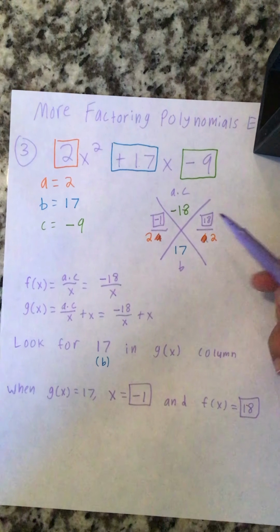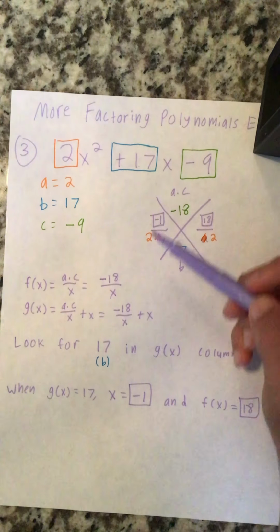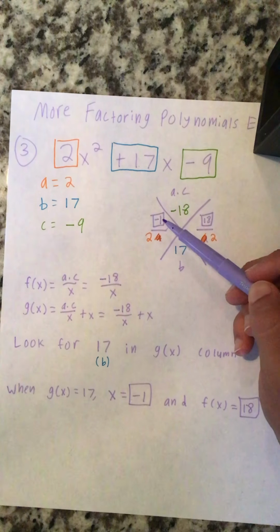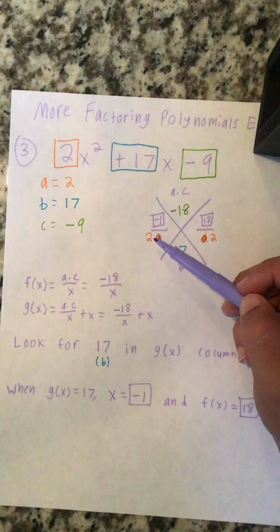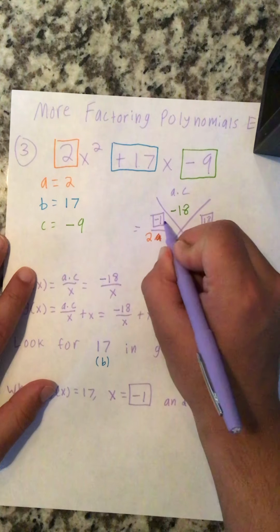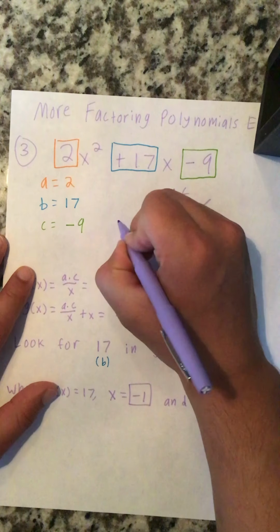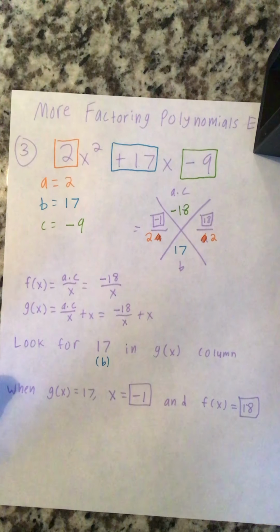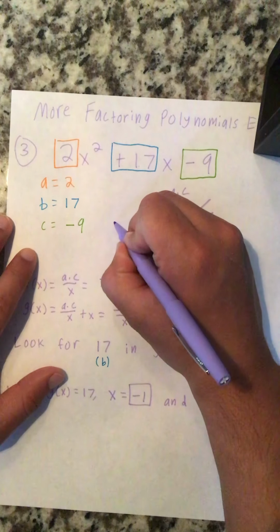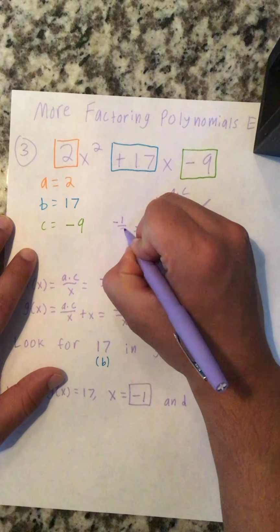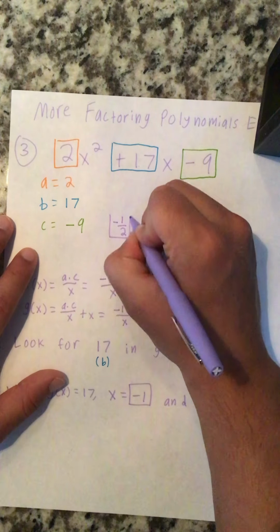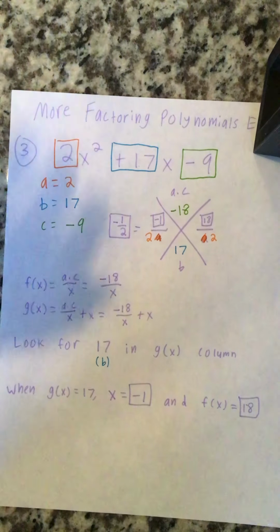So now we can find what the factors are. I'm going to divide whatever I got in the box by my a value. So -1 over 2. Can I reduce that or can I divide that? No, I can't. I get -1/2. Okay? I can't reduce that. I can't do anything with that.